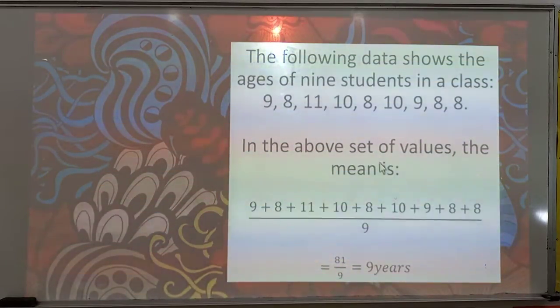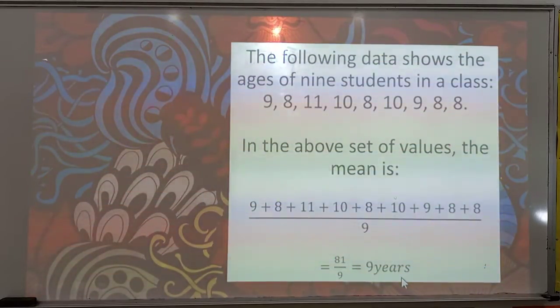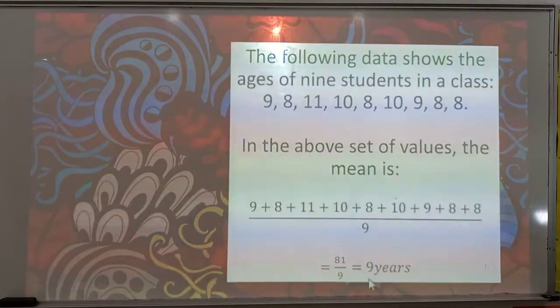Now, the mean of all these ages is 9 years. If we were to take the average of all the students, we'll say the average age is 9 years. So there is a higher chance that a student picked at random from that class is going to be around 9 years. Now let us move on.